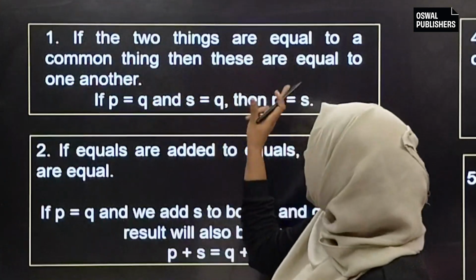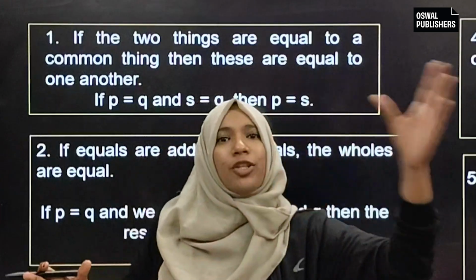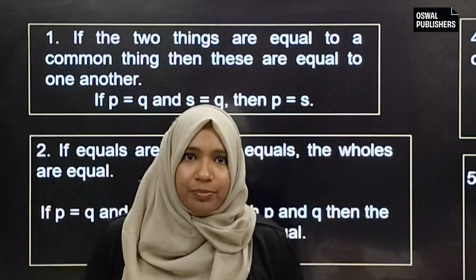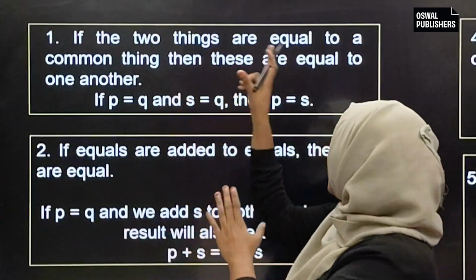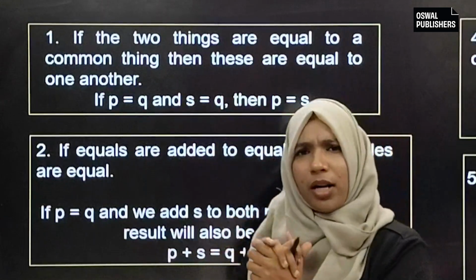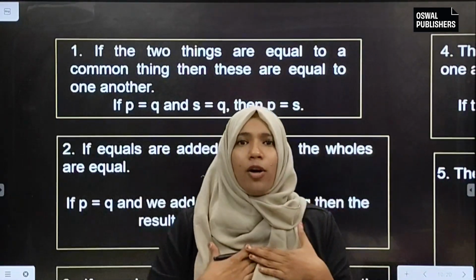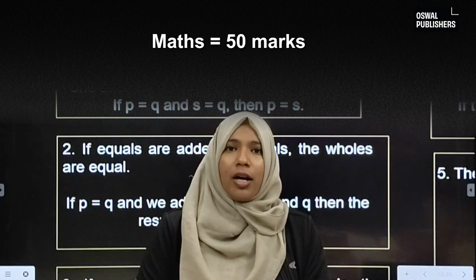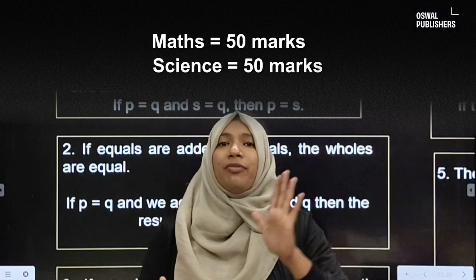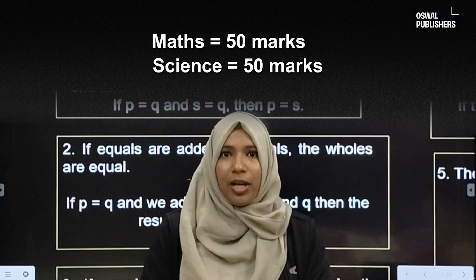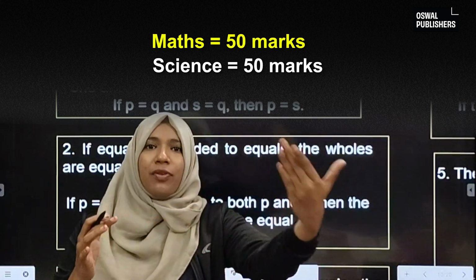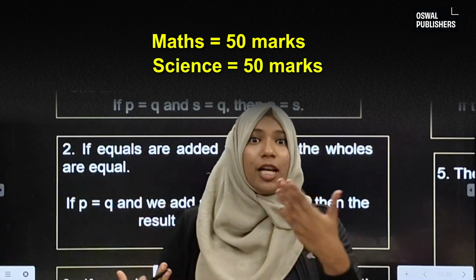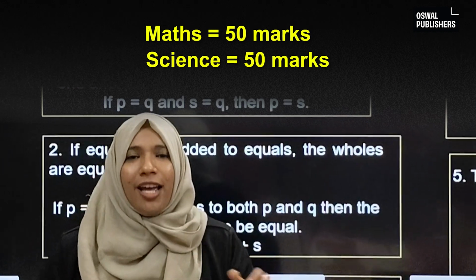If two things are equal to a common thing, രണ്ട് കാര്യങ്ങൾ മറ്റൊരു കാര്യത്തിന് ഈക്വൽ ആണെങ്കിൽ നമുക്ക് പറയാൻ പറ്റും ഈ രണ്ട് പേരും പരസ്പരം ഈക്വൽ ആണ് എന്ന്. Okay, if two things are equal to a common thing, then these are equal to one another. Simply I can say that if I got 50 marks in maths exam, എനിക്ക് മാത്സ് എക്സാമിന് 50 മാർക്സ് കിട്ടി എന്ന് വിചാരിക്കുക. And എനിക്ക് സയൻസ് എക്സാമിന് 50 മാർക്സ് ആണ് കിട്ടിയത് എന്ന് വിചാരിക്കുക. Okay, അപ്പോൾ the marks I got in maths is 50 and the marks I got in science is also 50. Then I can say that the marks of maths is equal to marks of my science subject.